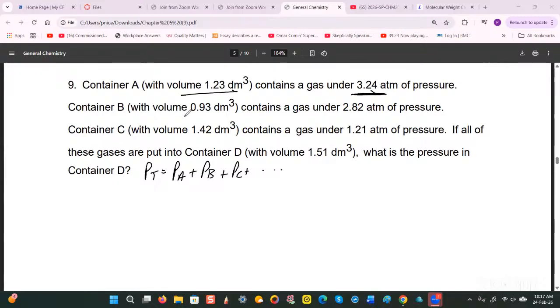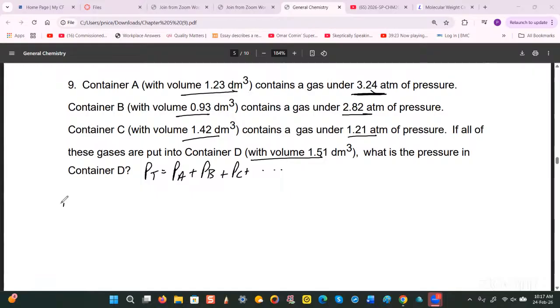And then we have some other values for container B and container C, all right? And then it says, if all the gases were forced into a fourth container, B, which has this volume, what is the pressure of the gaseous mixture in container B, all right? So the way I would approach this problem is that I would calculate the values of the pressure of each gas when you transfer the gas from their respective containers to container B, all right?